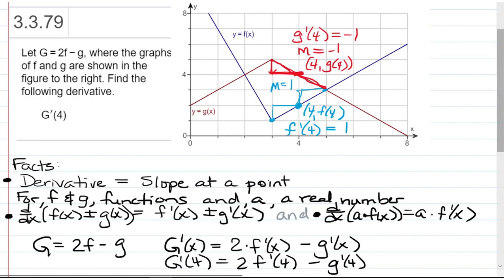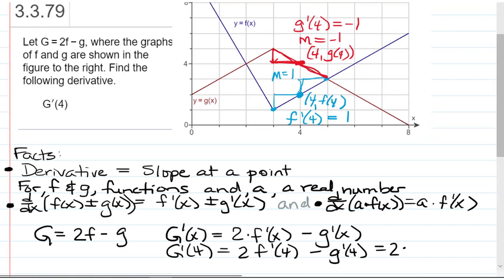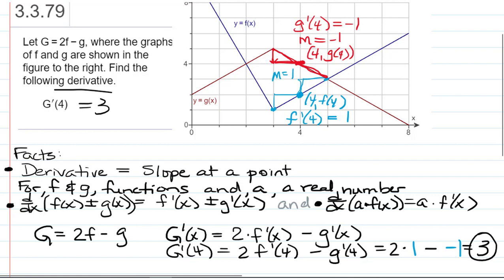So we're going to plug those two values in, and we get 2 times the derivative of f at 4, which we said was 1. And then we're going to subtract from that the derivative of g at 4, which we said was -1. So we have 2 minus a -1, or 2 plus 1, is equal to 3. So that's how you get the derivative of capital G at 4.